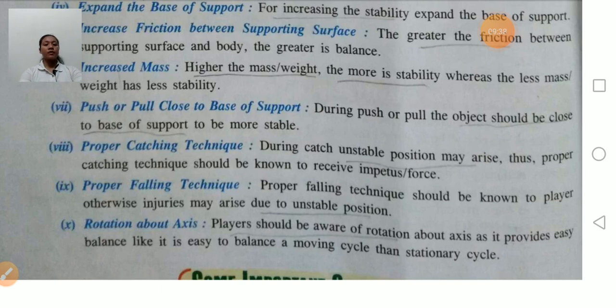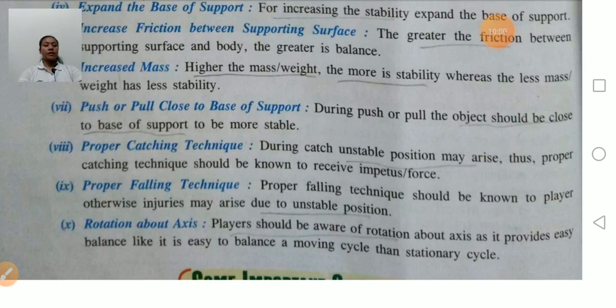Proper falling technique. The player should know it, otherwise injury may arise. Due to unstable positions, there is a chance of injury. Therefore, you should know the proper technique.